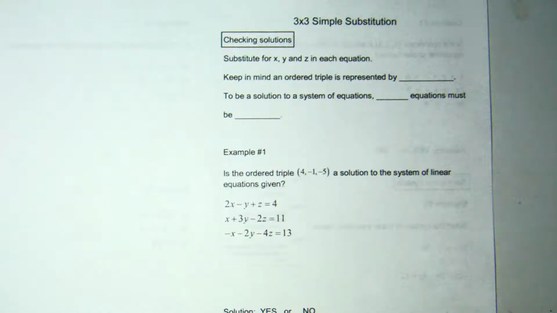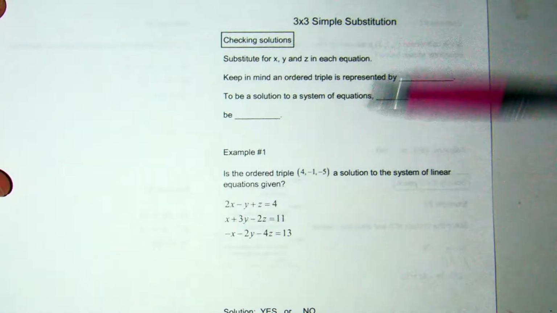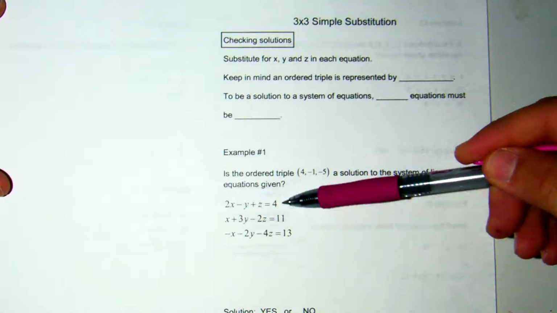So, we start out today with checking solutions. What is a 3x3 system? We've seen some examples, and here's one down here. So it could be three equations with three variables.